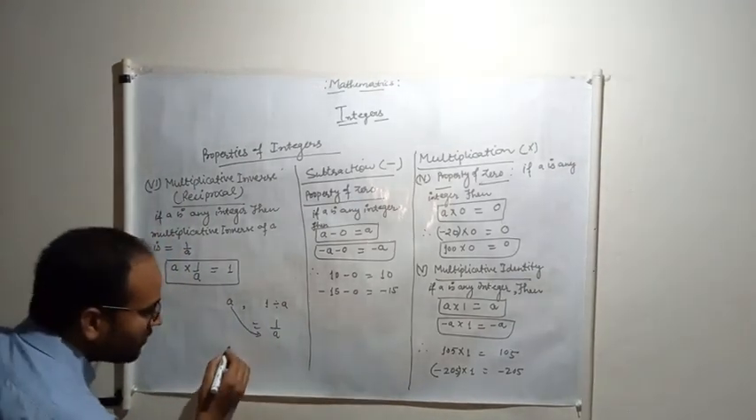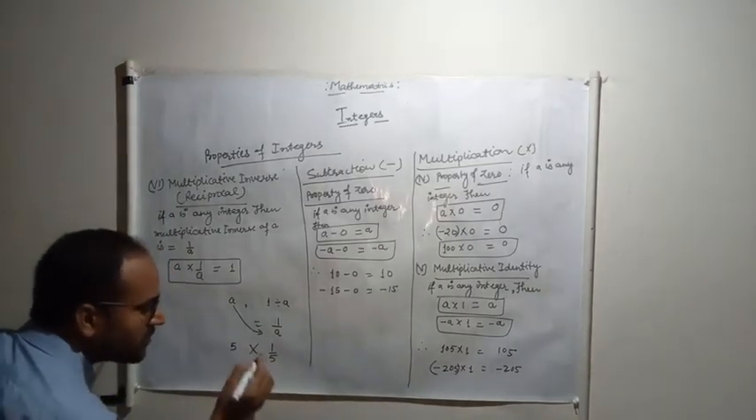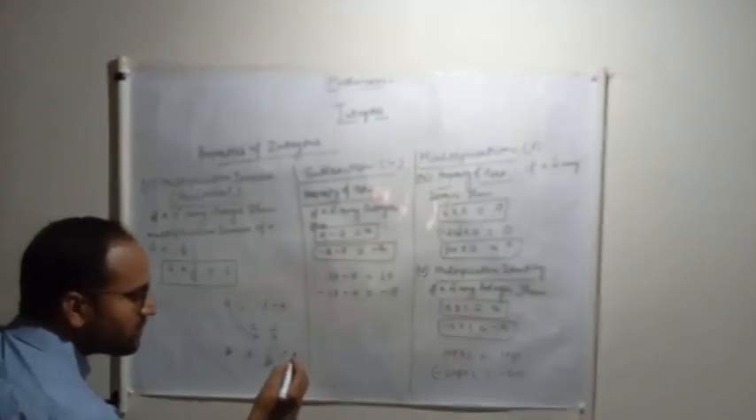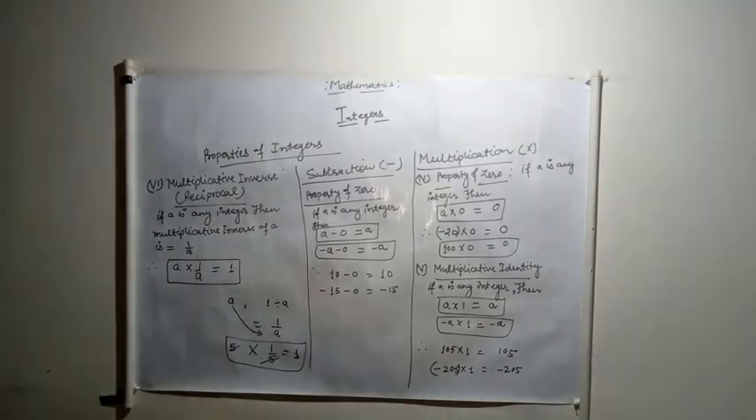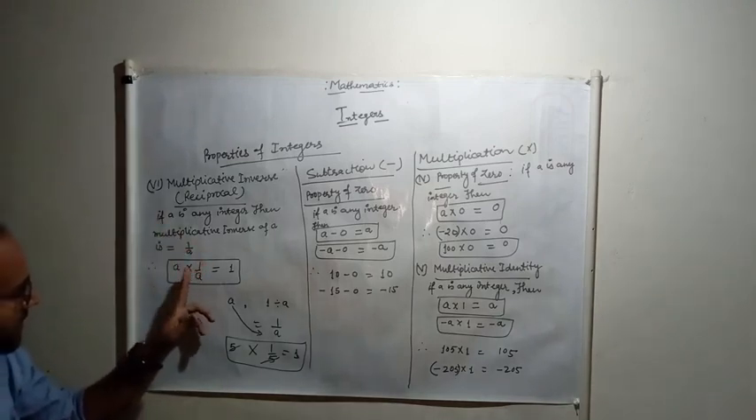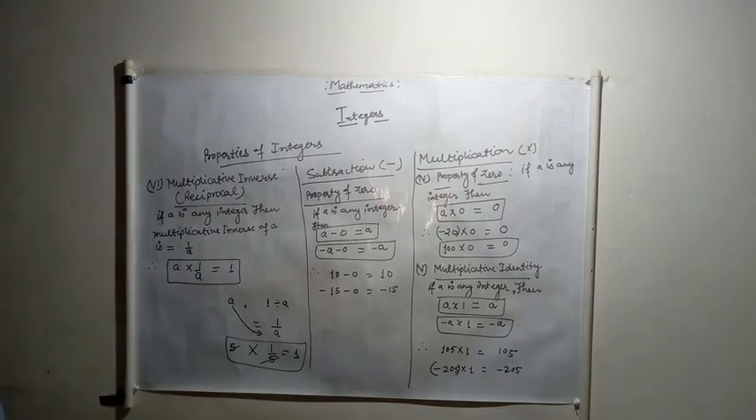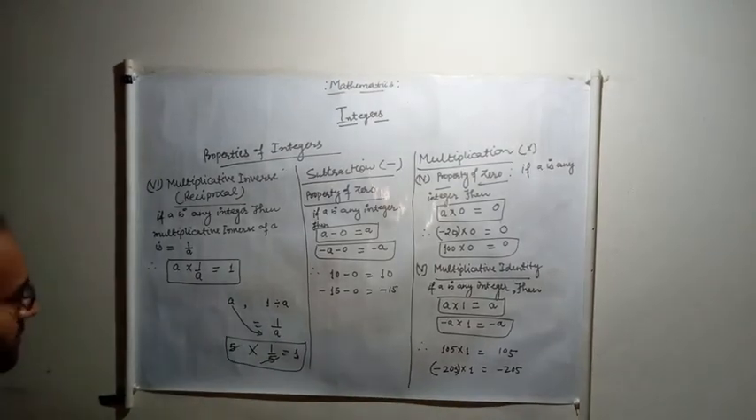What is the multiplicative inverse of 5? It is 1 upon 5. If you multiply 5 into 1 upon 5, your result is 1. So students, always remember that the multiplicative inverse is just dividing 1 by the same integer, so you get 1 upon a. And the product of an integer and its multiplicative inverse is always 1.